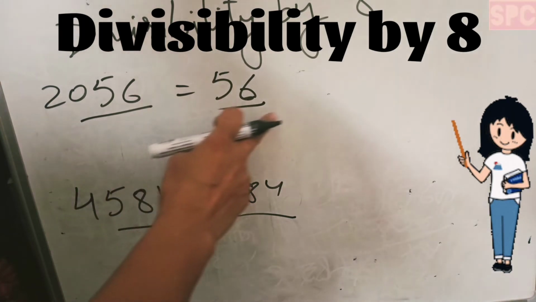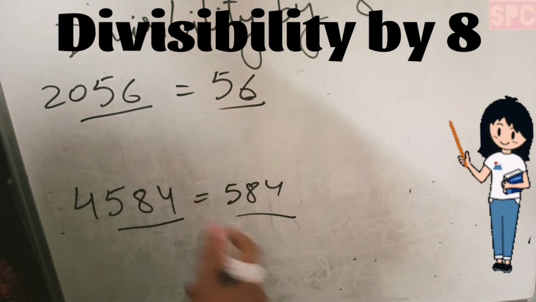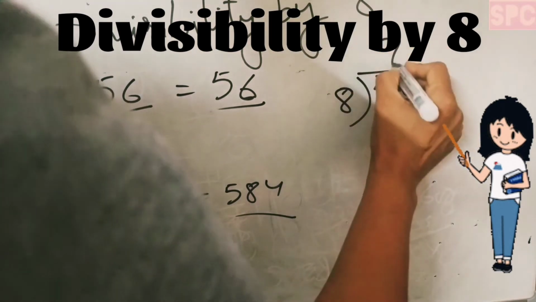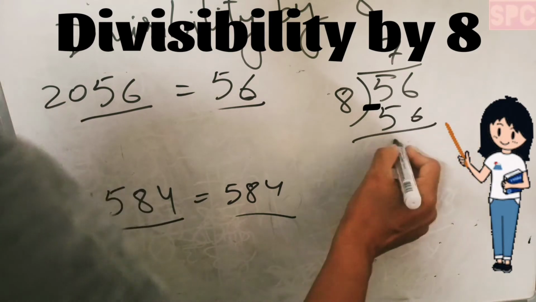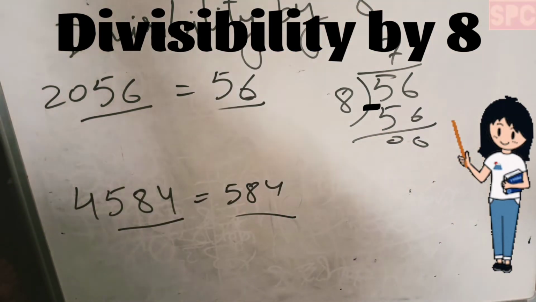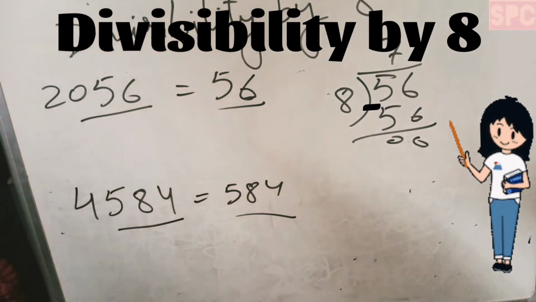And we know that 8 sevens are 56. So this 56 is completely divisible by 8. So in that case 2056 is also divisible by 8.